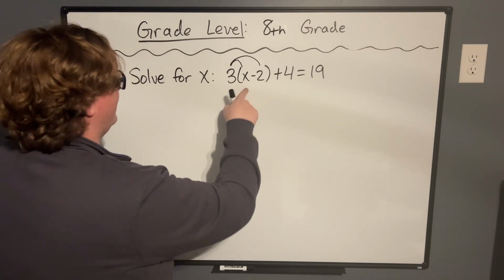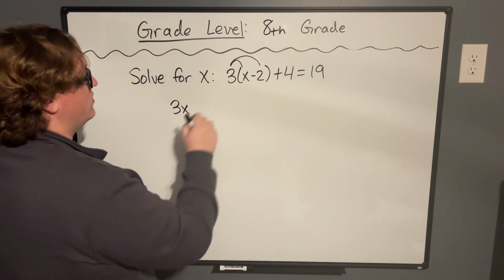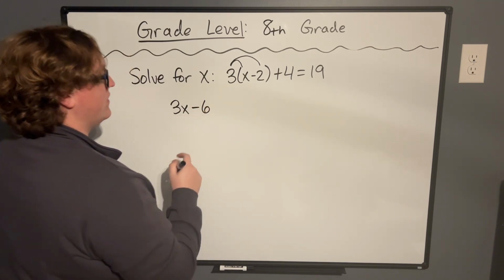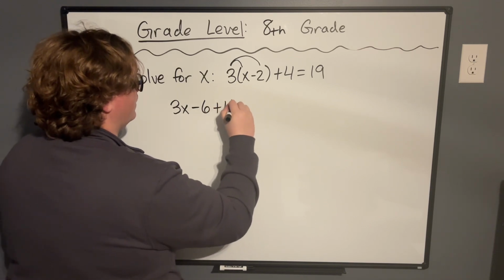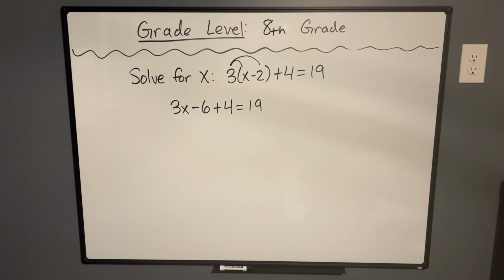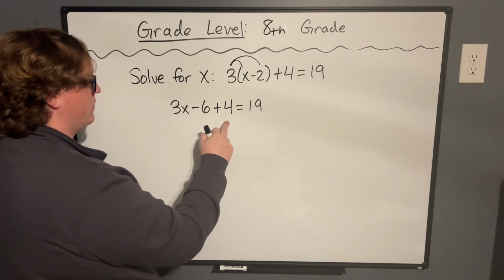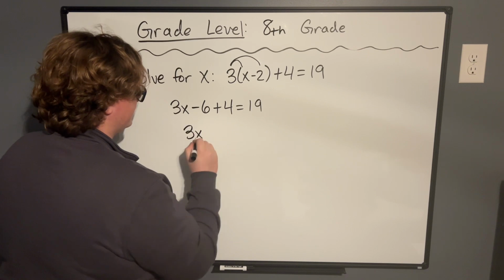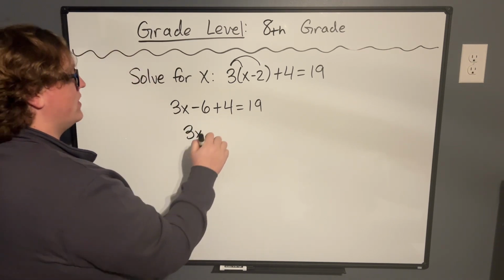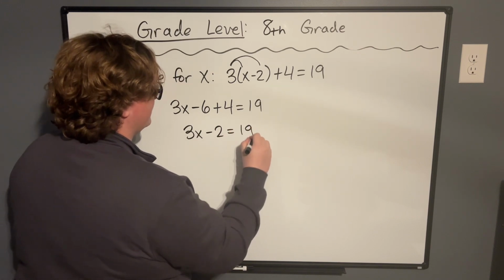So this is going to be 3 times x, which gives me 3x. Then I have 3 times negative 2, and that's going to be negative 6. And then now I still have the plus 4, and I still have it equals 19. I didn't change anything over there. So all I did for the first step was just distribute that 3. Now I have some like terms that I can combine, right? I have two numbers here, and I know I can add negative 6 plus 4. So the 3x is going to stay the same, but negative 6 plus 4 is going to be negative 2. So 3x minus 2 equals 19.